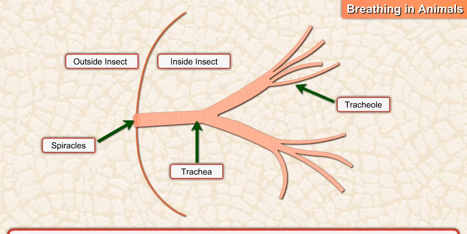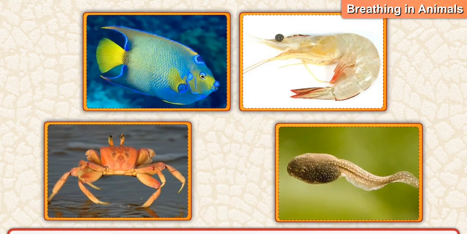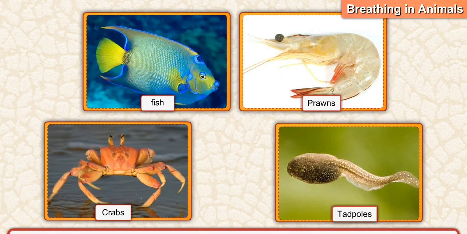Spiracles lead into a network of air tubes called tracheae. Fish breathe through gills. Gills absorb oxygen from the water and give out carbon dioxide from the blood. Like fish, prawns, crabs, and tadpoles also breathe through gills.